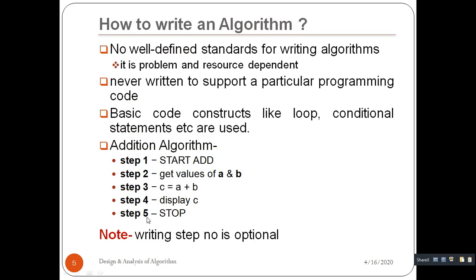So now the next topic is how to write an algorithm. Practically speaking, there are no well-defined standards for writing algorithms, because algorithms are always problem and resource dependent, and the style varies from one kind of problem to another. Algorithms never support a particular programming code. As already told, once an algorithm is written, the same algorithm can be translated into any programming code.